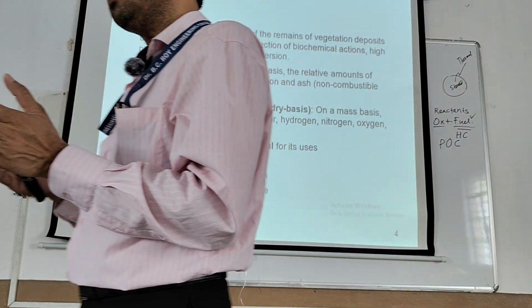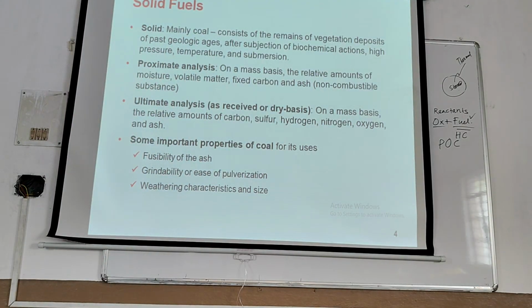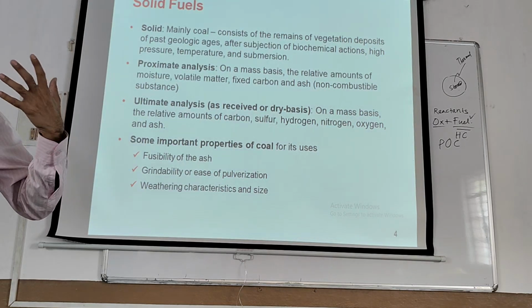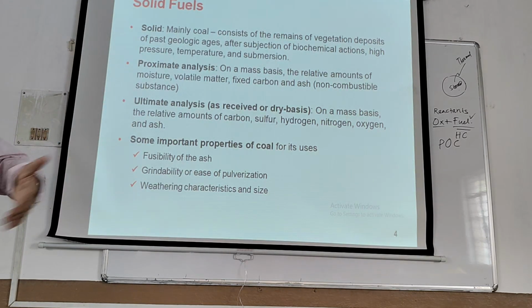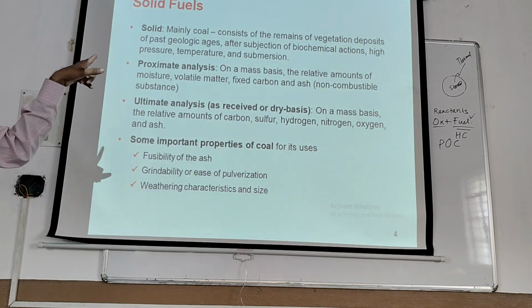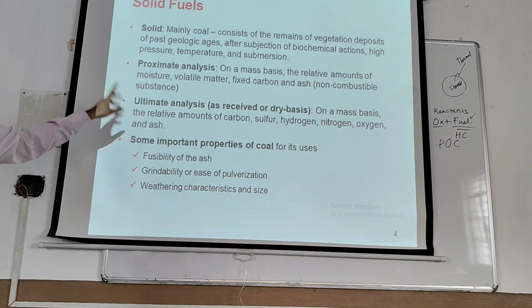calculating or determining its calorific value by some arrangement, that is called a bomb calorimeter. Using that you can calculate the calorific value, but before that you have mass analysis and then energy analysis. Clear? So this is mass analysis: proximate analysis and ultimate analysis.